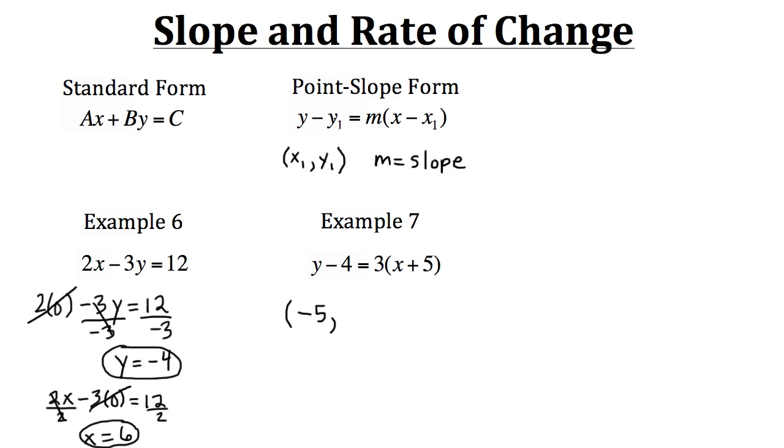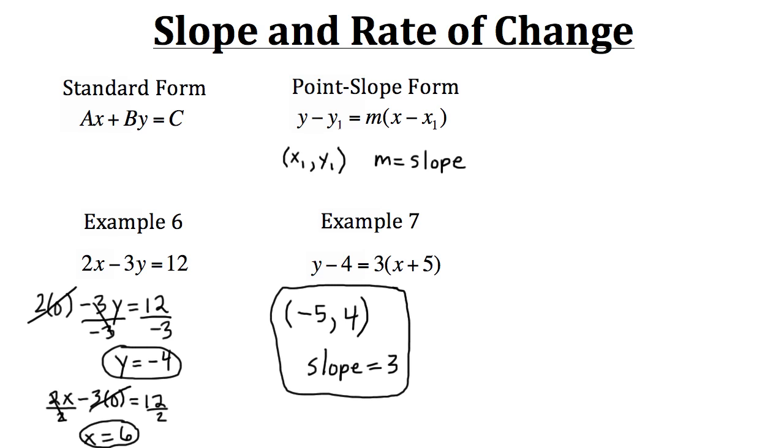Now to find the y value, we see it as y minus the y1. Well, for us, we see y minus 4. So 4 must be our y1. So there's our point. And the slope is just going to be whatever this m is. Well, for us, that would be 3. So we can conclude that the slope for this particular function is 3. Now we would have enough information to graph the function if we needed to.